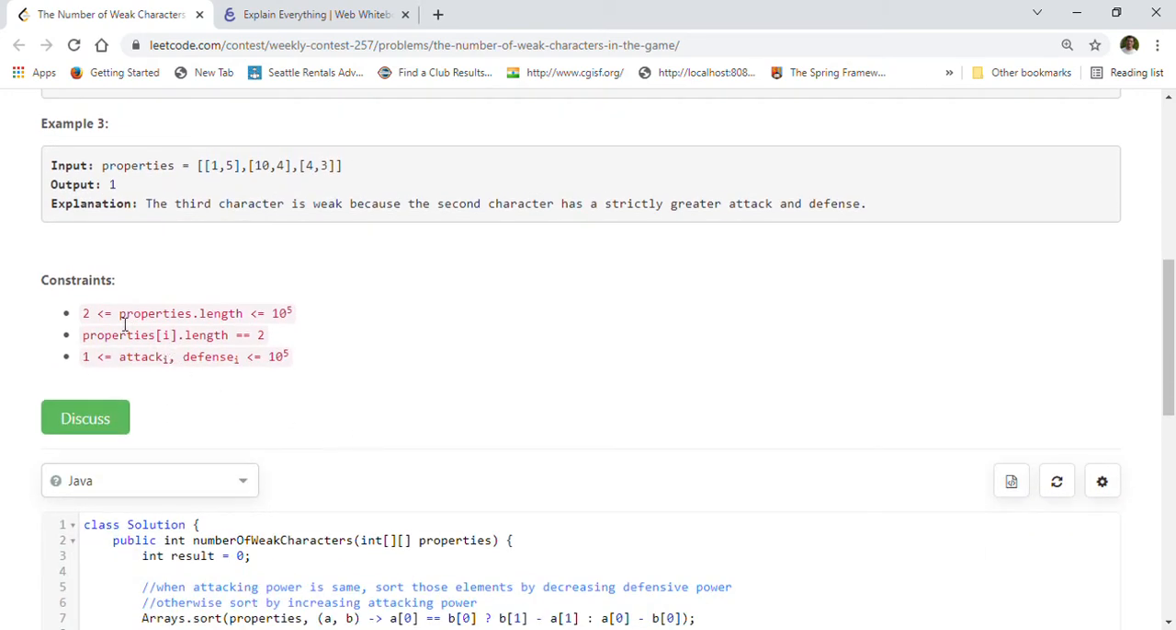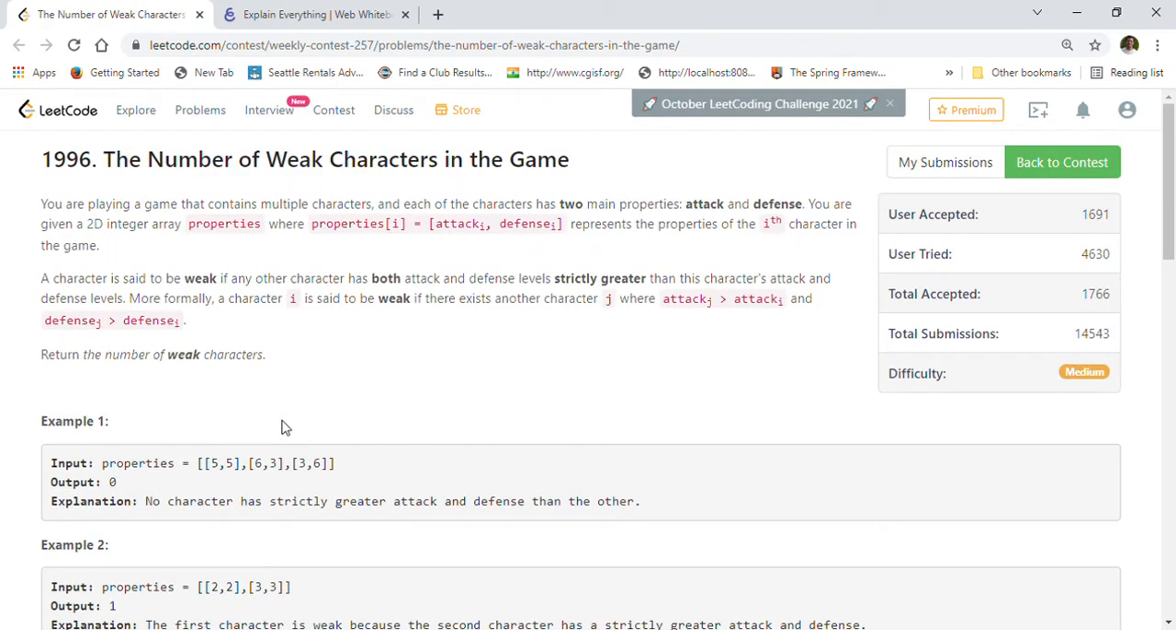They have given the constraints. 2 is less than or equal to properties length, which is less than or equal to 10 raised to 5, right? Properties[i] length is equal to 2 and attack and defense values will be between 1 and 10 raised to 5 inclusive. So this is the problem. So let's go and discuss this problem.